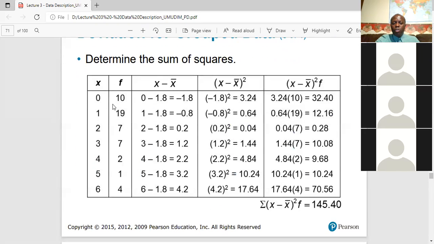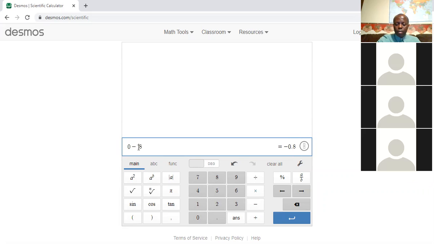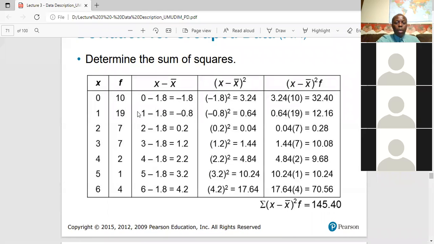So x minus x bar, the first one is 0 minus x bar, means 0 minus 1.8. So you have 0 minus 1.8. Gives us negative, sorry, I made a mistake, 1.8. Gives us negative 1.8. So we can see it here as negative 1.8. So 1 minus x bar means 1 minus 1.8, which is negative 0.8. So you do it for all of them.